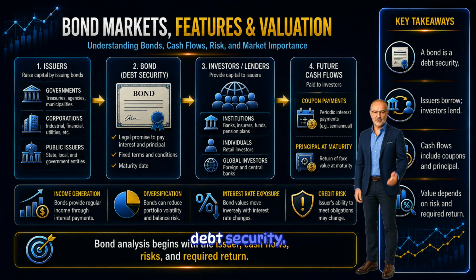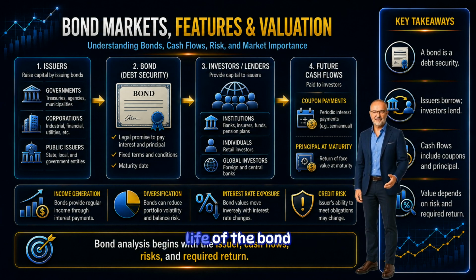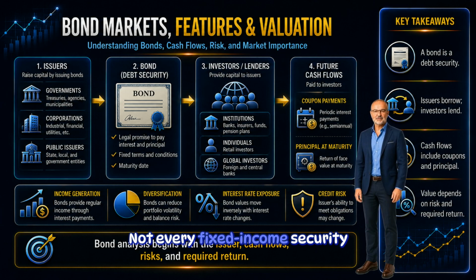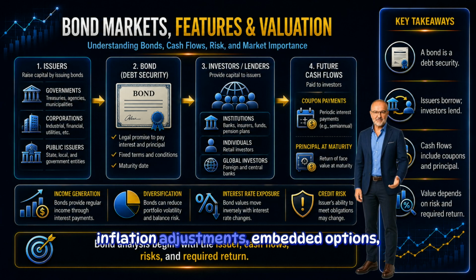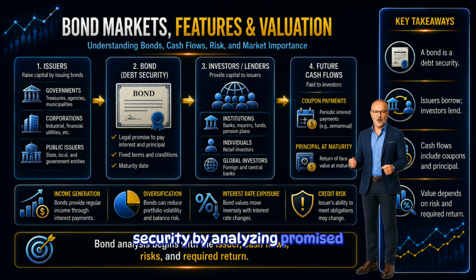A bond is a debt security. The issuer receives money today and promises to make payments in the future. For a plain vanilla bond, these payments usually include interest payments during the life of the bond and repayment of principal at maturity. The phrase fixed income can sometimes be misleading. Not every fixed income security has fixed payments. Some have floating rates, inflation adjustments, embedded options, or credit risk. The common idea is that we value the security by analyzing promised or expected cash flows and discounting them at a required return.